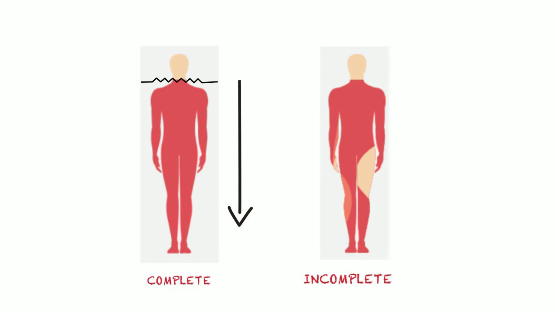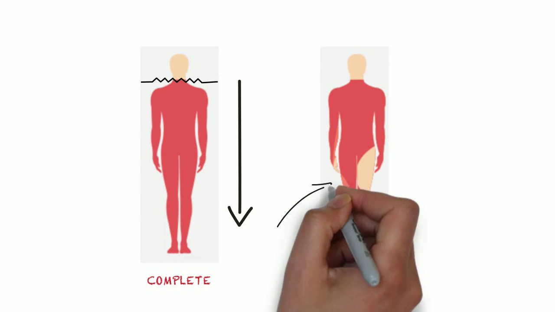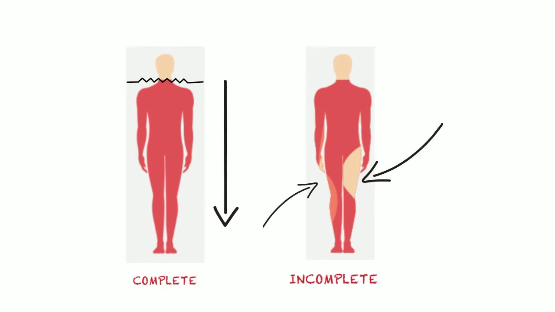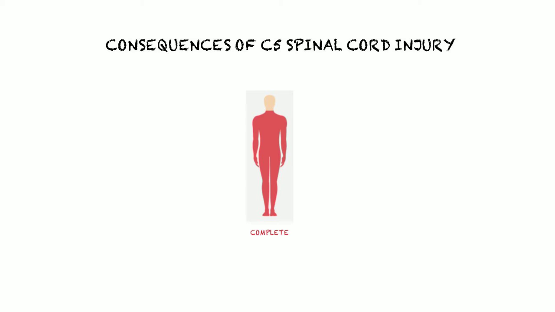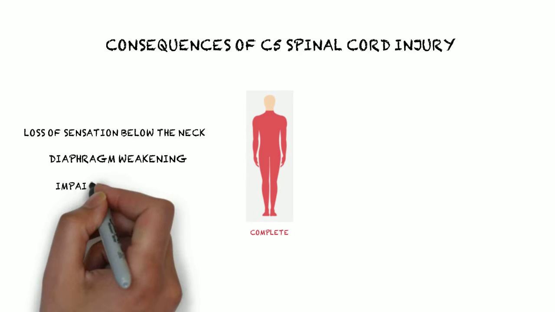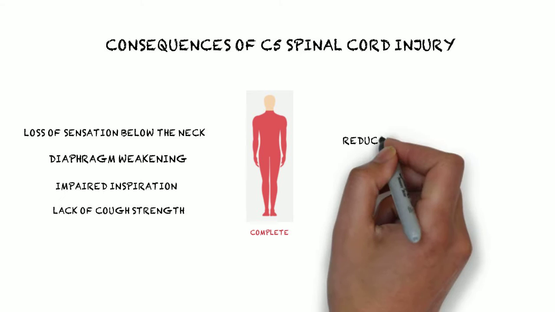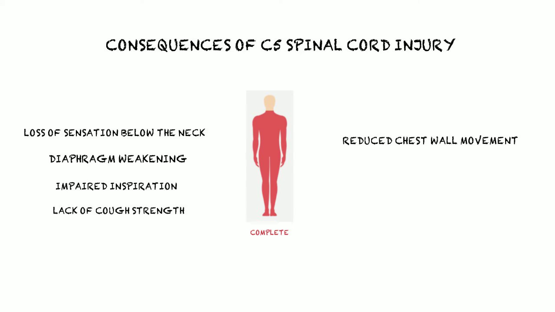Incomplete spinal cord injury will have sparing of some of the nerve connections in the spinal cord, allowing partial preservation of sensory-motor function past the site of injury. Complete spinal cord injury at the C5 level will cause tetraplegia and loss of sensation below the neck. Patients will typically exhibit diaphragm weakness, impaired inspiration, and lack of cough strength, but may regain the ability to breathe independently with time. Patients will also have reduced movement of the chest wall, reduced lung volumes, and higher risk for respiratory complications such as pneumonia and atelectasis.